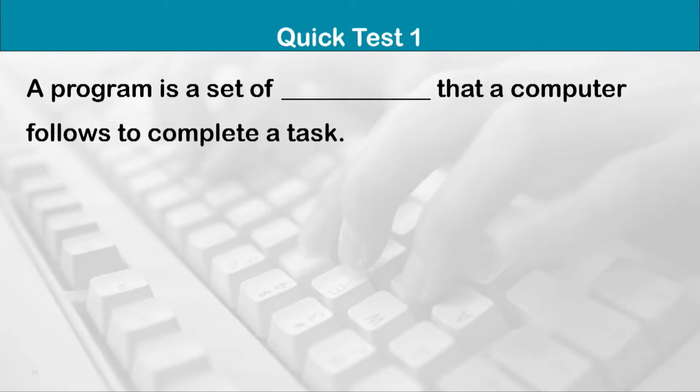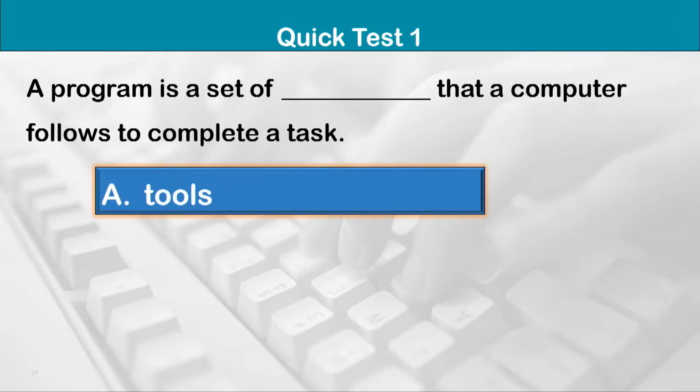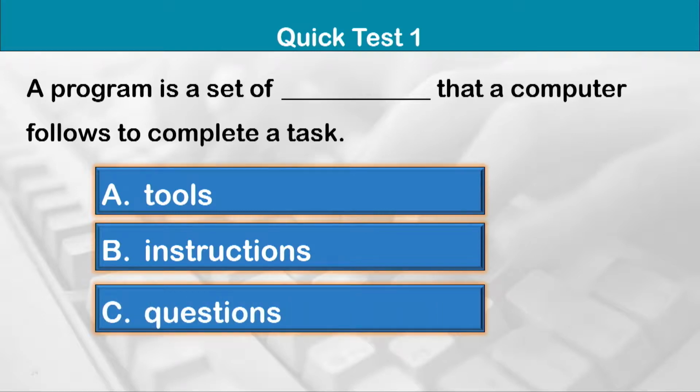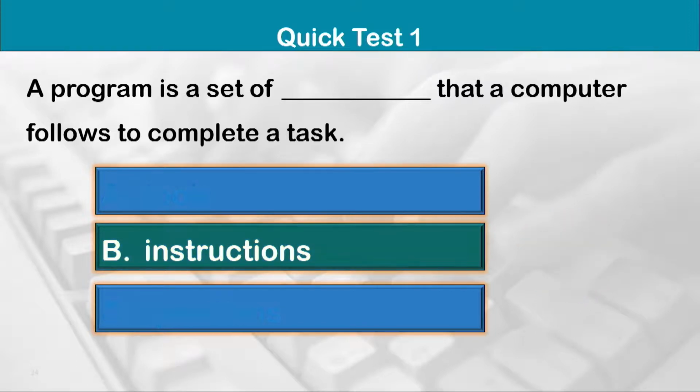A program is a set of blank that a computer follows to complete a task. Option A, tools. Option B, instructions. Option C, questions. Option B is the correct answer. A program is a set of instructions that a computer follows to complete a task.